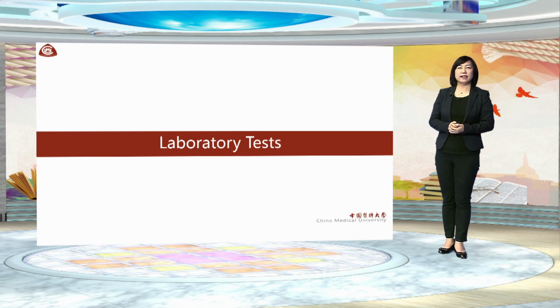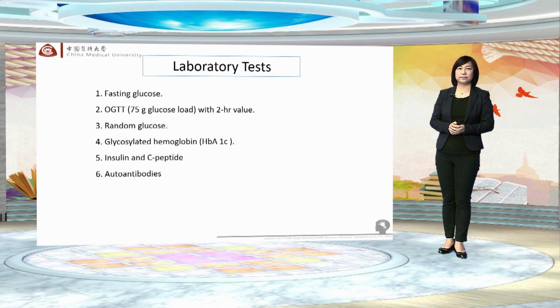In this chapter, let's learn about laboratory tests for diabetes. For diagnosis, we need to test fasting glucose. Fasting is defined as no caloric intake for at least 8 hours. Sometimes we need to know OGTT with 2-hour value or random glucose to diagnose diabetes. We always need to test HbA1c.